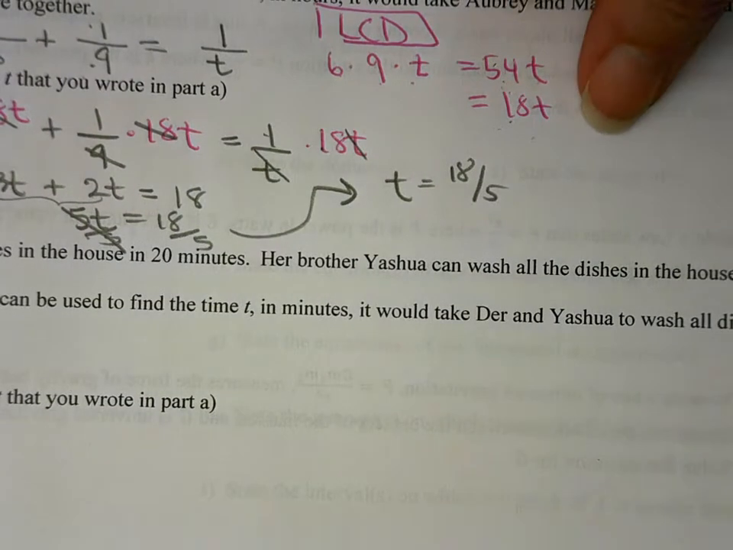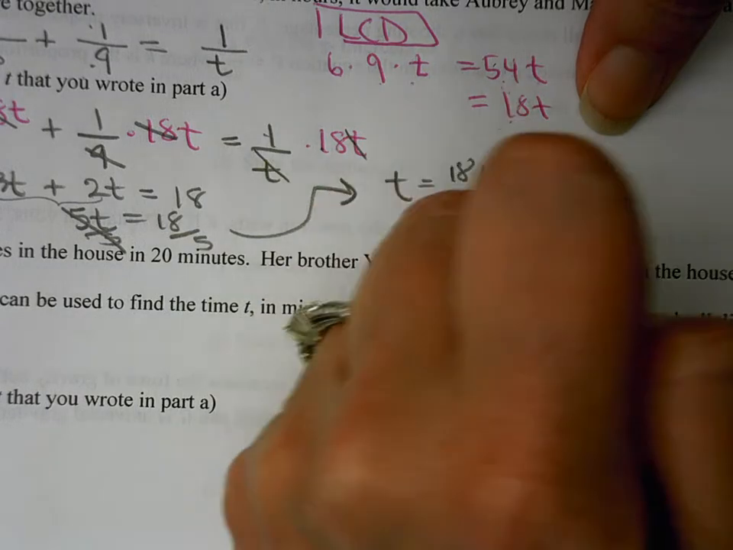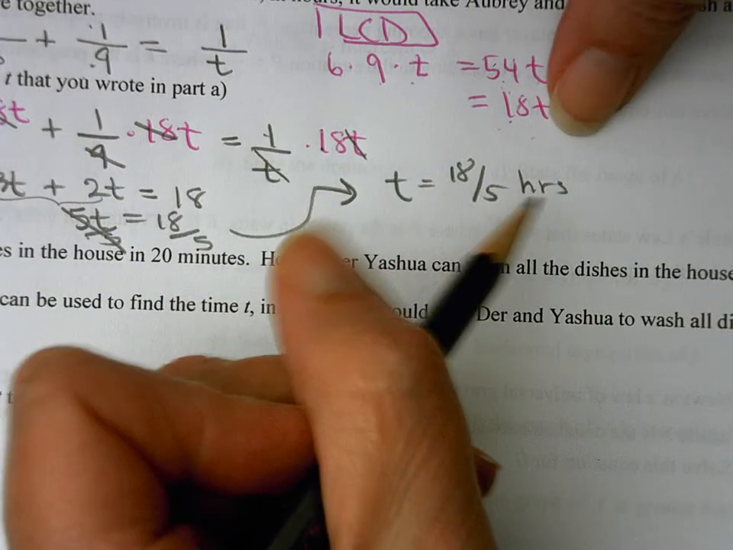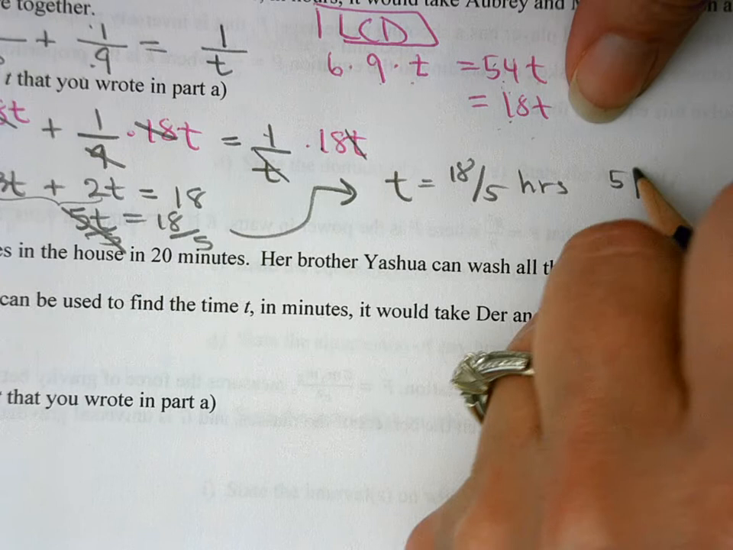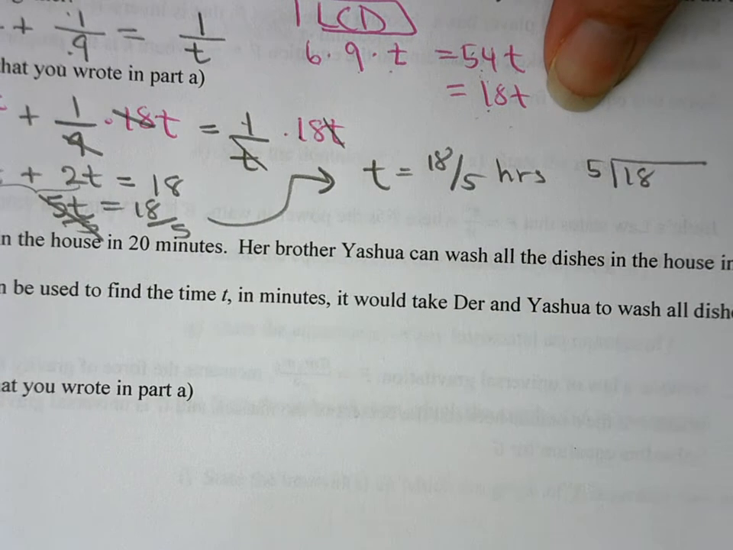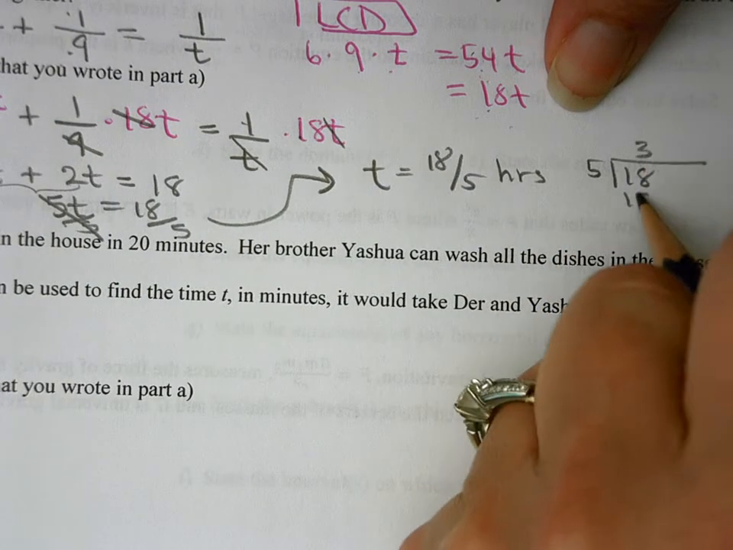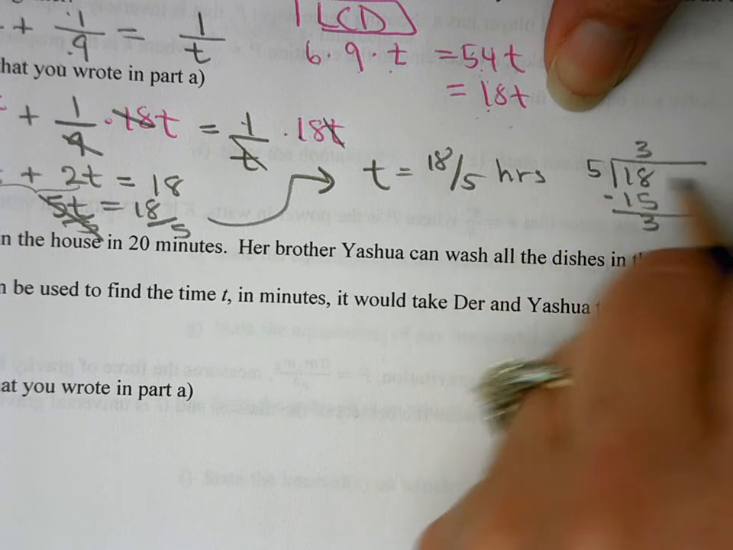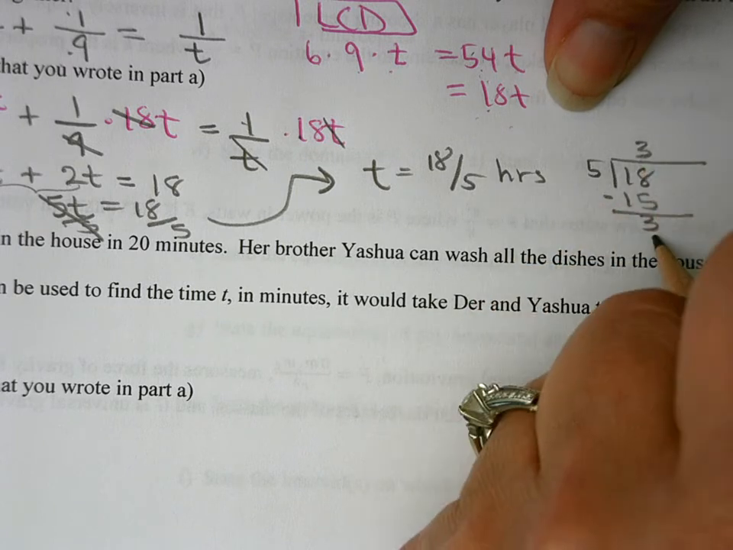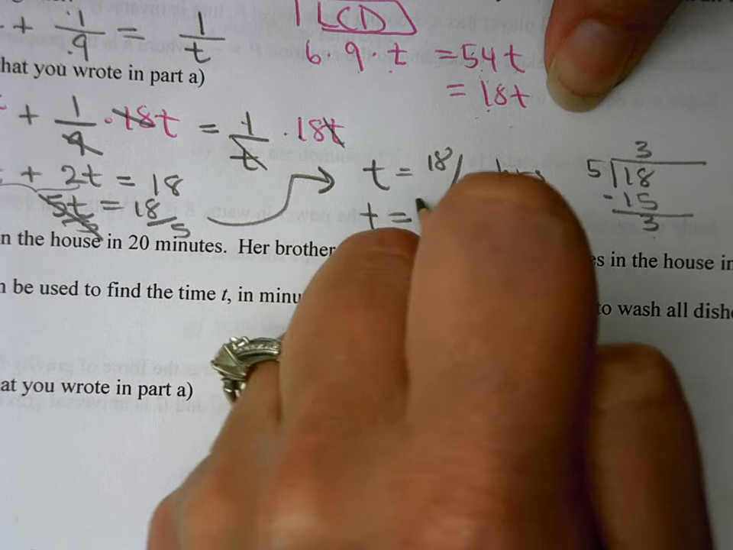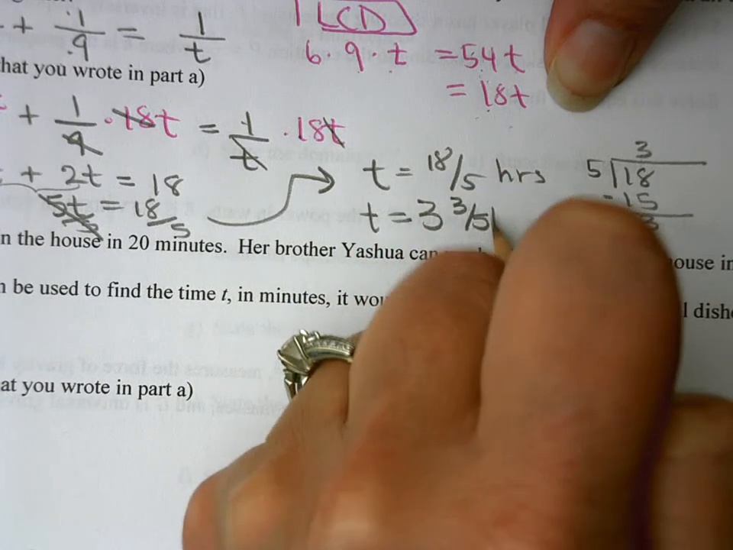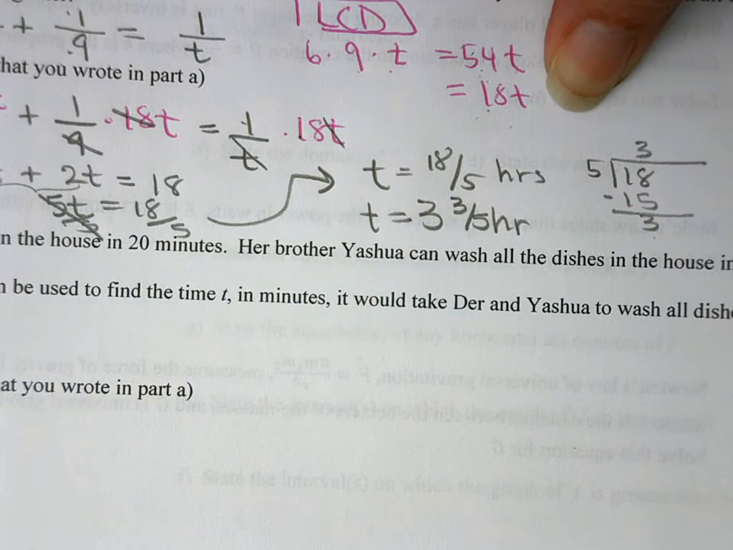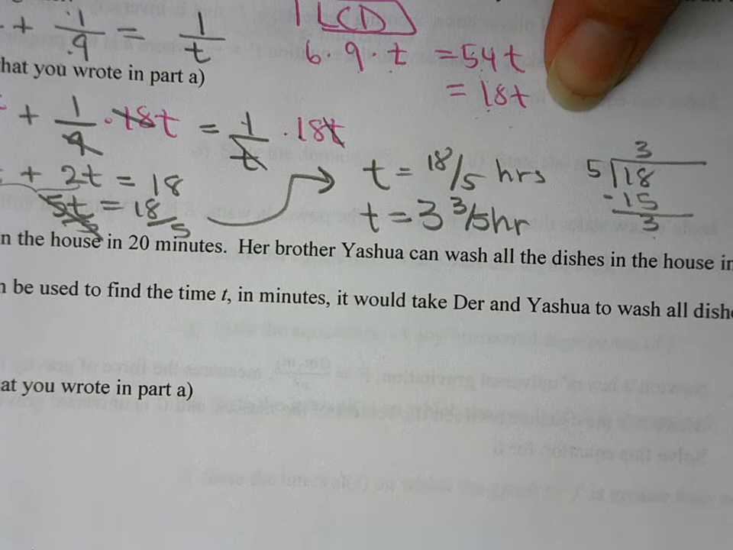So 18 over 5, and that's hours, right? But we don't ever say we're going to take 18/5 hours, so I want to convert that. I'm going to just do long division here. 5 goes into 18 3 times, and then I have a remainder of 3, so that would be 3 3/5 of an hour. And again, we don't usually talk like that either.